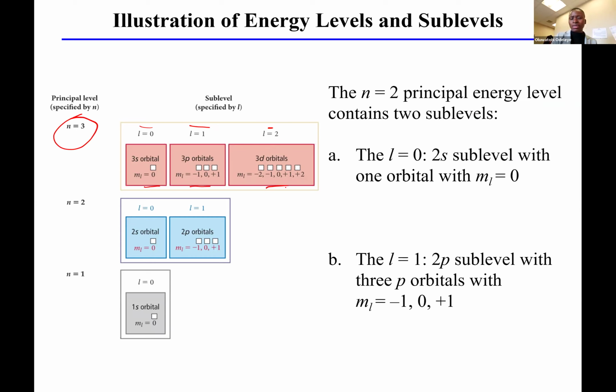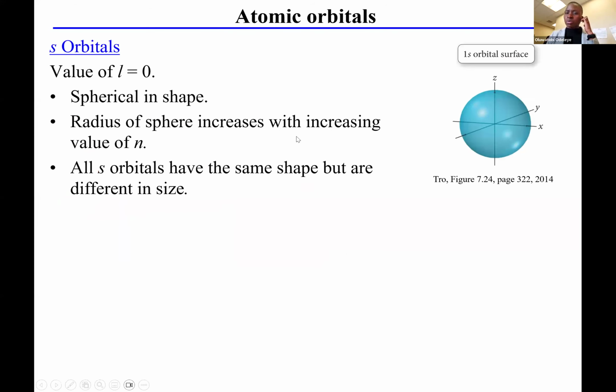Okay, so a different way to look at what we talked about. That is 2. These are the possible values for L. Here's m sub L. And then if n is 1, L has to be 0, which is only the s orbital. Okay. I did want to talk briefly about the shapes of these orbitals.